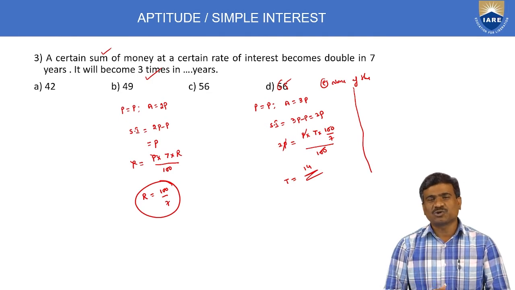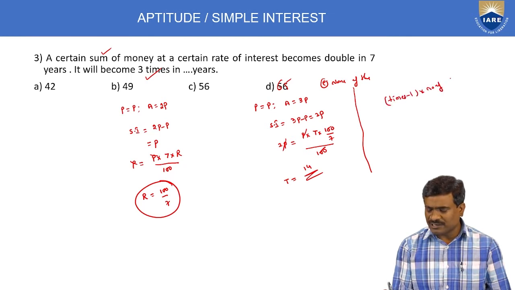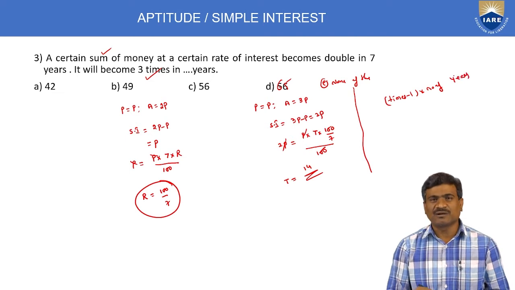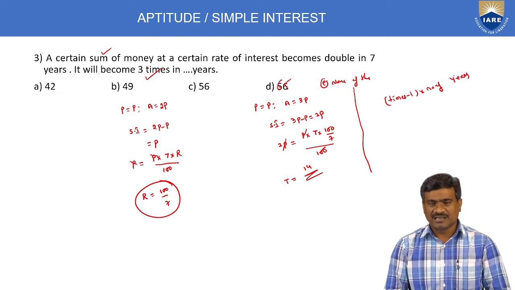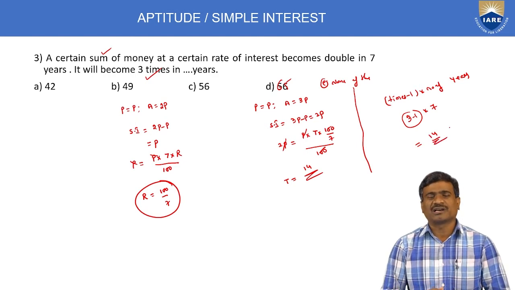Now apply the shortcut method. This type of question is given. Apply the method: times minus 1 into number of years. Times minus 1 into number of years. 3 times, so 3 minus 1, into number of years 7. 2 into 7 is 14. 14 only correct.